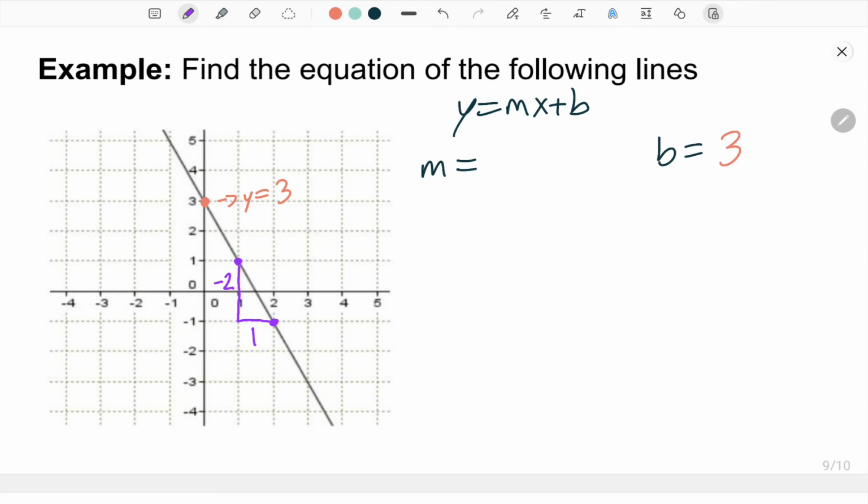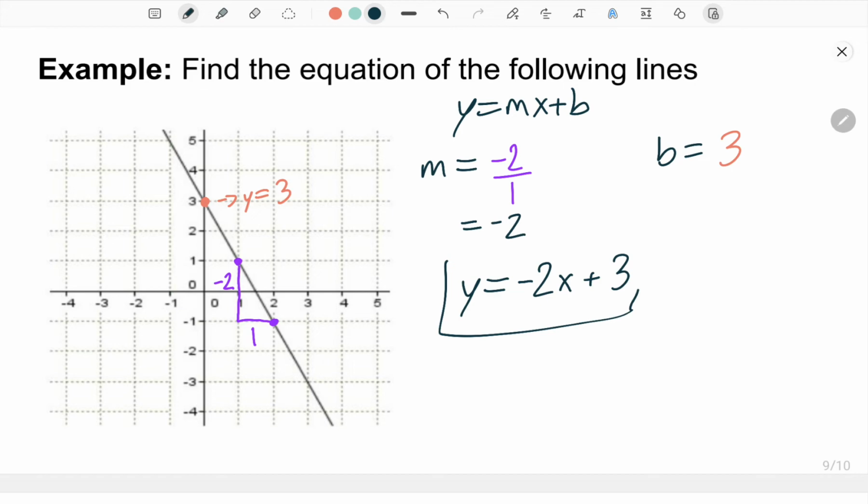And so if we're writing our slope, rise over run, our rise is negative 2 over a run of 1. And that's just the same as negative 2, just simplifying things. All right, so now if we write the equation, we can write it as negative 2, that's our slope, times x, plus our y-intercept of 3. And there we have it. Just like that, we have the equation of the line.